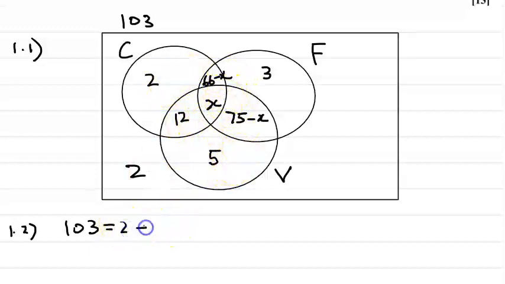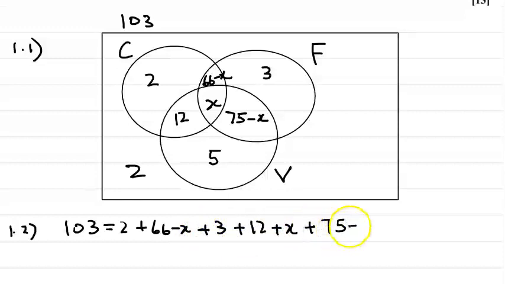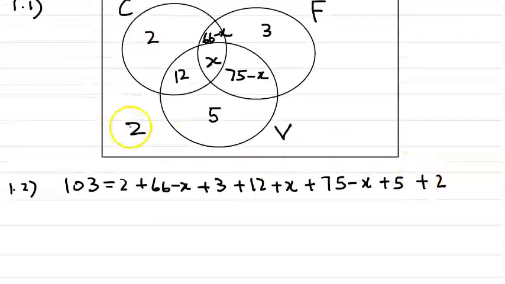So it'll be 2 plus 66 minus x plus 3 plus 12 plus x plus 75 minus x plus 5. And now don't forget the 2 on the outside of the events. It's included because it's in our sample space. So you always include that particular value as well.